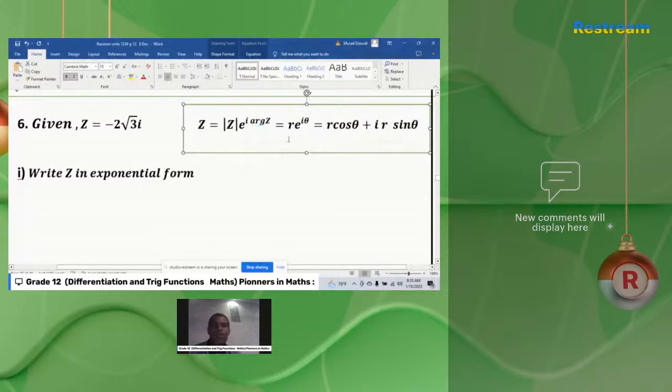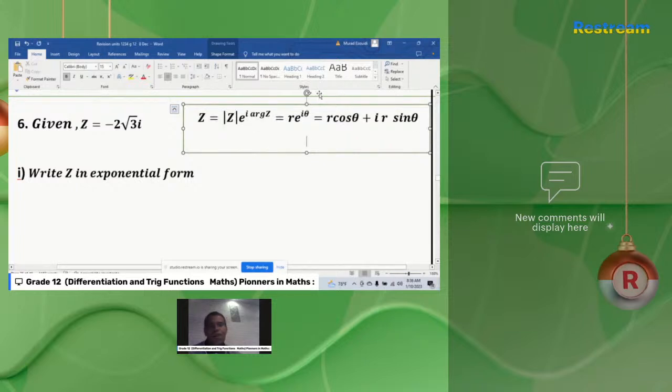Now learners, if you want it in exponential form, and you want to raise this to the power n, you will proceed like that. How can you proceed? I will now make z to the power n.